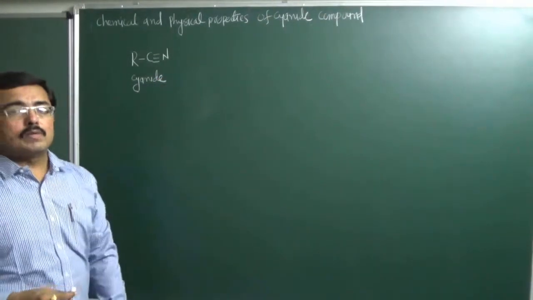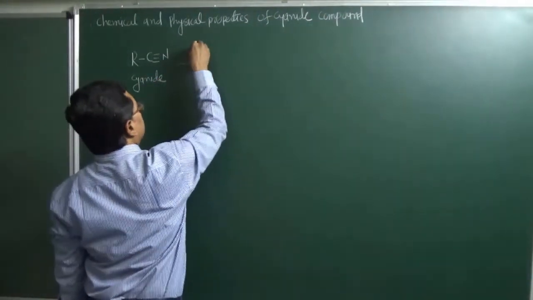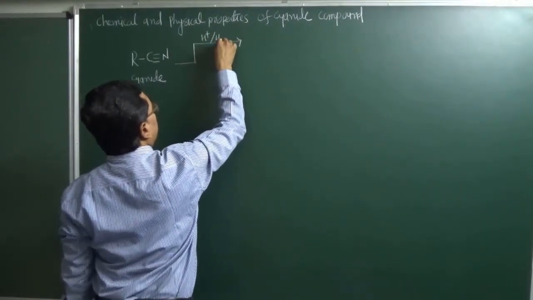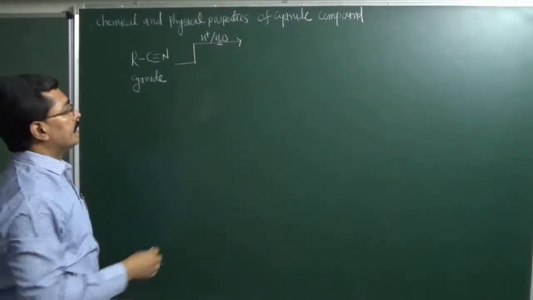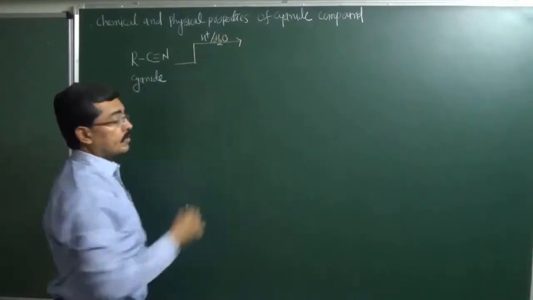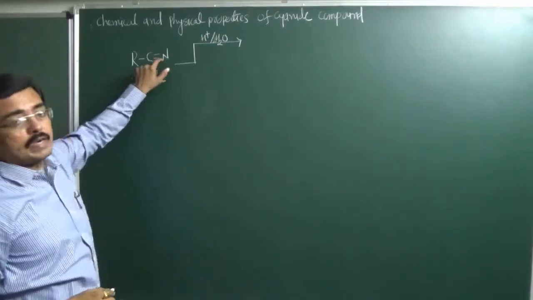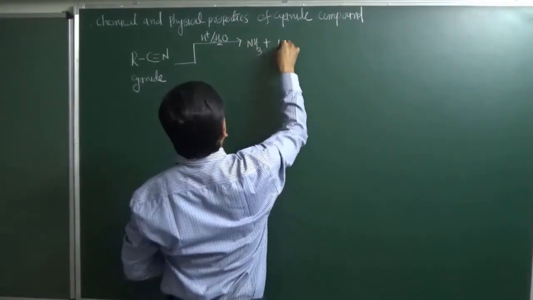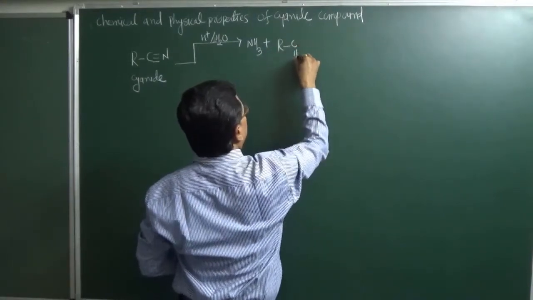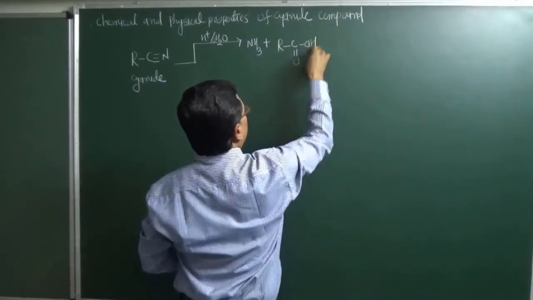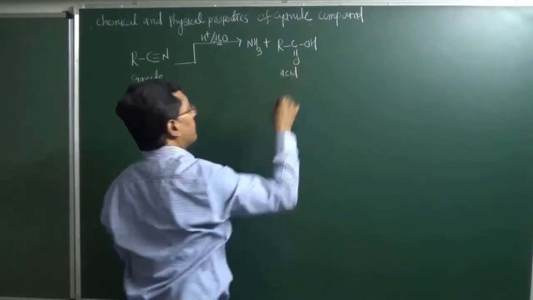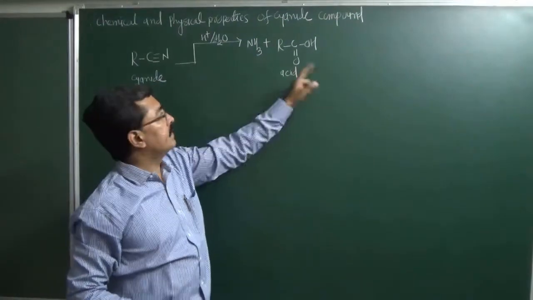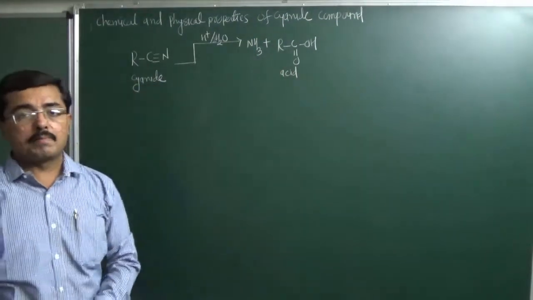Now, when hydrolysis of a cyanide is done in acidic medium using water, at least 2 moles of water are required. The nitrogen is removed in the form of ammonia, and the cyanide group is converted into a carboxylic acid. So, very simply, hydrolysis of a cyanide compound gives a carboxylic acid, and we get ammonia as a byproduct.